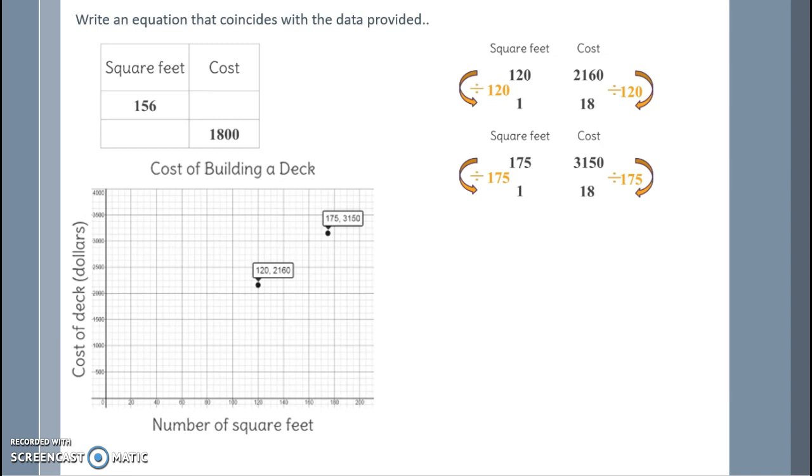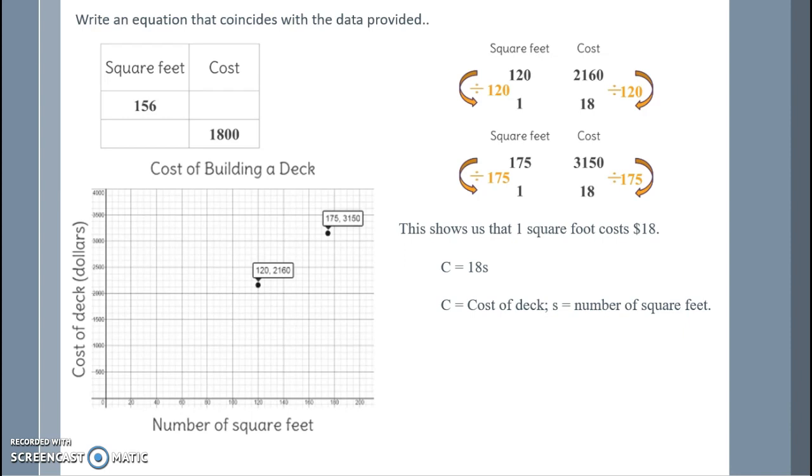So then we can use that information to fill in our table. So this shows us that 1 square foot costs $18. So the cost is 18 times the square footage that we have, where C represents the cost of the deck and S equals the number of square feet.